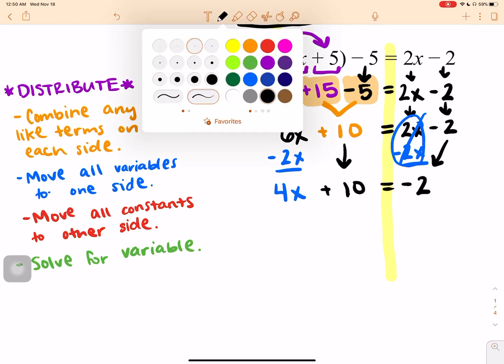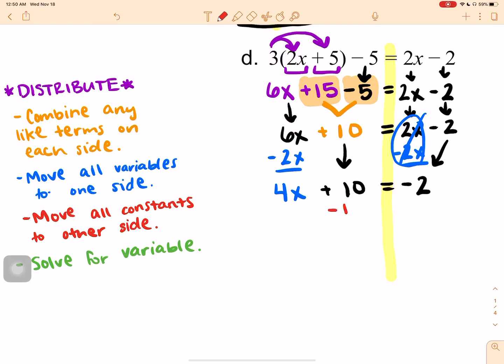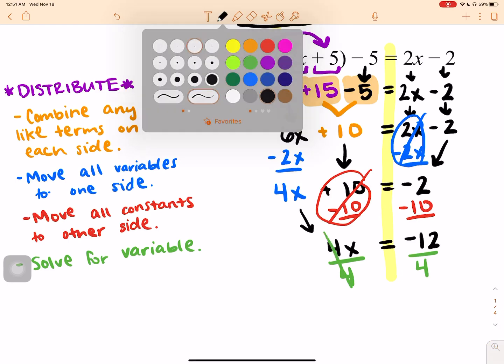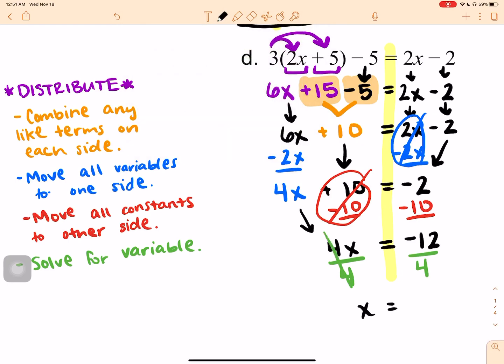Now our next step is to move all the constants to the other side. So I'm going to subtract 10 from both sides here and here. This one cancels out. 10 minus 10 is 0. We are left with 4x equals negative 2 minus 10 is negative 12. So now we have to solve for the variable. This is 4 times x, so I need to undo the multiplication by dividing both sides by 4. This 4 divided by 4 is 1. So I'm left with 1x equals negative 12 divided by 4 is negative 3.